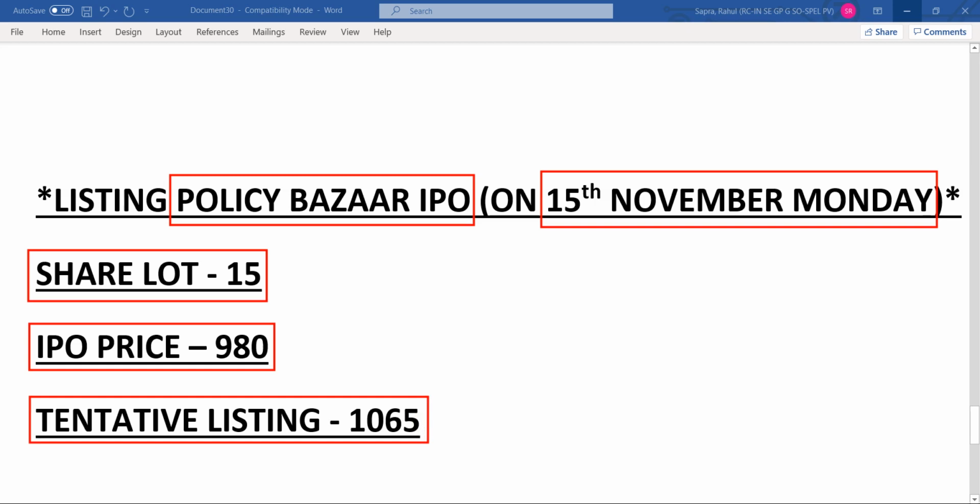So nominal listing will take place on Monday. And if you are a long-term investor, then you should keep this particular stock in your portfolio. In the coming future, it may give you good returns, but at the same time, if you are a short-term investor, then you should come out of it after booking a small profit on the date of listing.